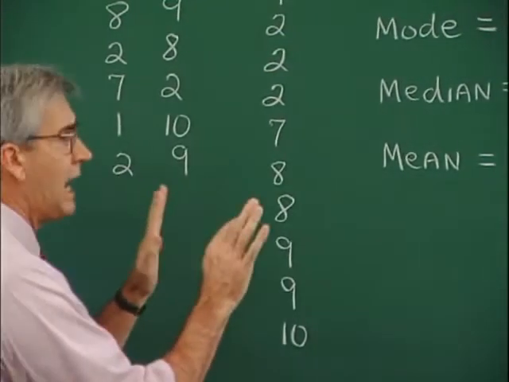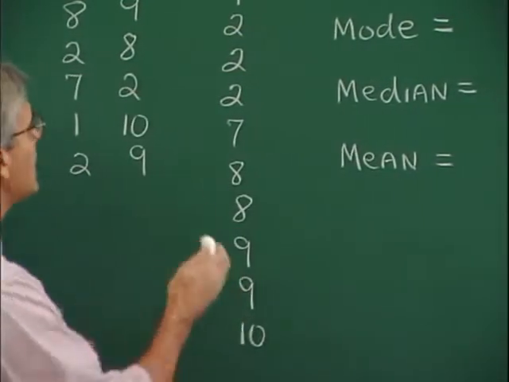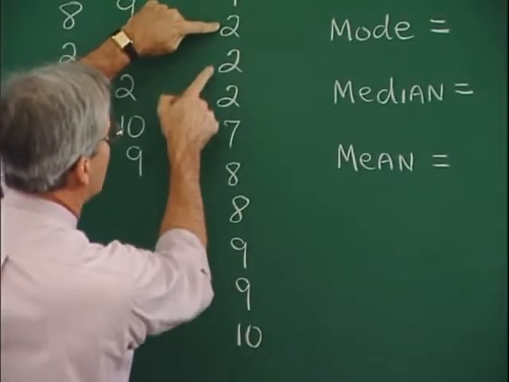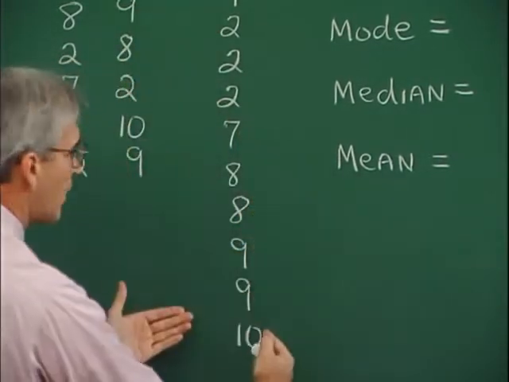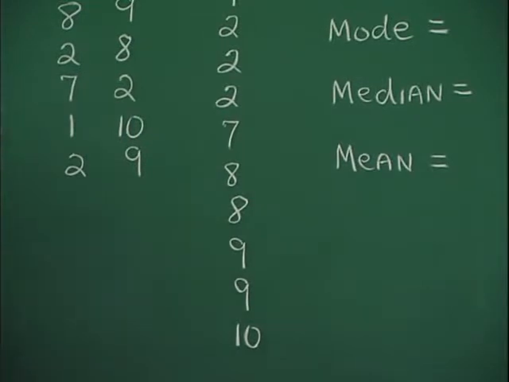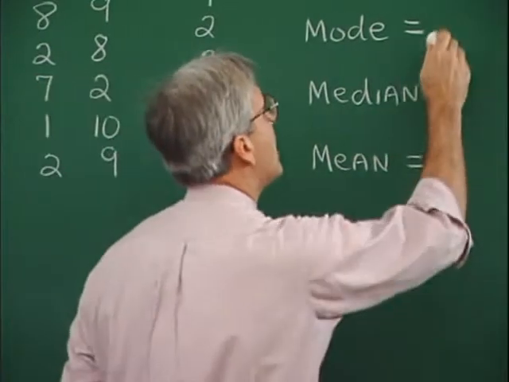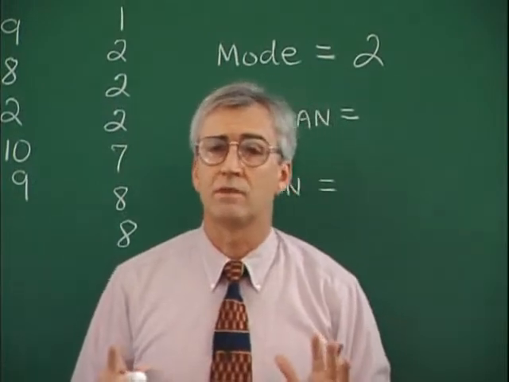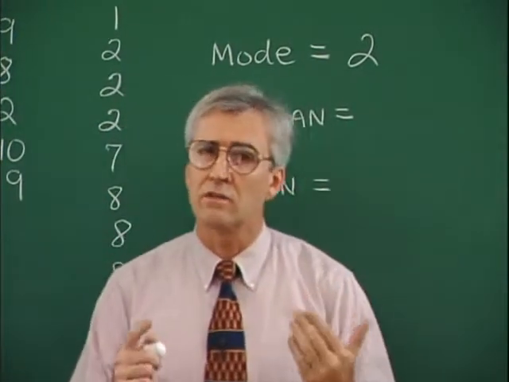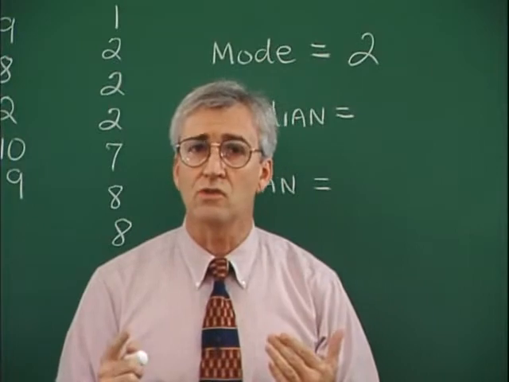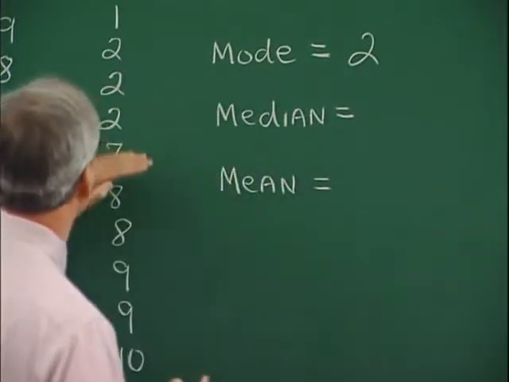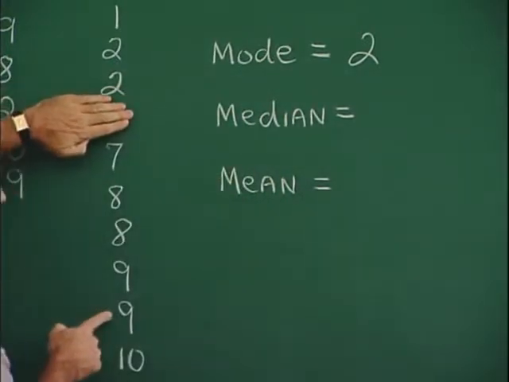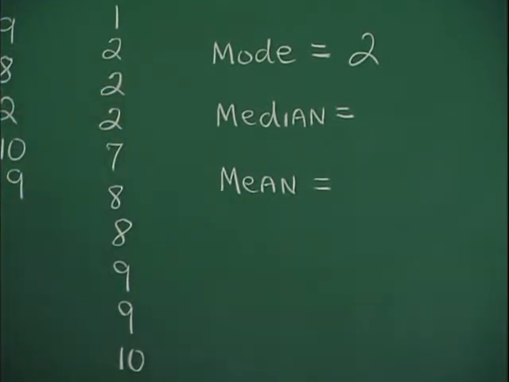The mode, the modal item, the item that occurs most frequently is the 2, because the 2 is occurring 3 times here, and there is no other value that occurs that many times or more than that many times. So the mode is 2. Now, the mode is the least stable, perhaps, of all of these measures. And it is least stable because with one change, we could have a different mode. For example, if we took out one of these 2's and added a 9, then the mode would be 9, you see. So it's not a very stable measure.